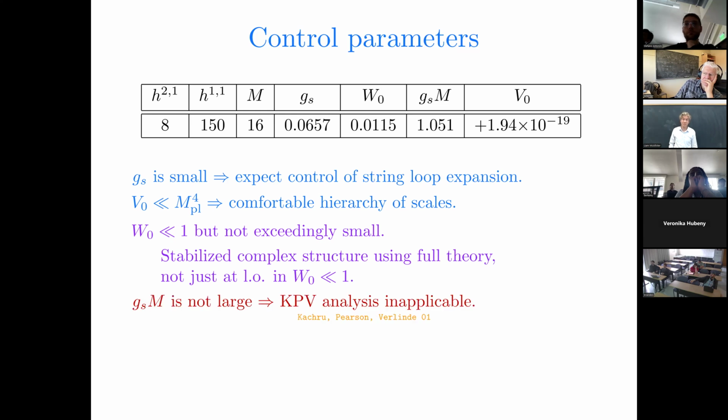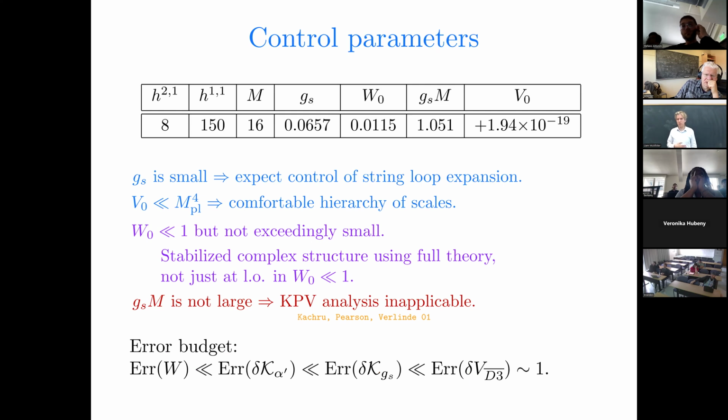On the other hand, G string M is not large. And that means that the analysis that Kachru, Pearson, and Verlinde did, in which they showed that a suitable number of anti-D3 branes in a suitably big Klebanov-Strassler throat gives rise to a supersymmetry-breaking metastable state of the gauge theory, that metastability analysis is not a priori applicable.